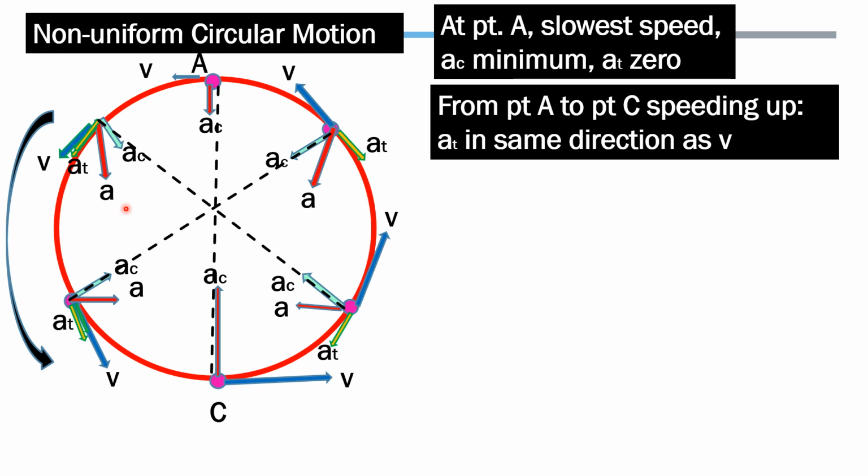Alright, because of that, there is what we call a tangential acceleration, symbolized here by a sub t. This tangential acceleration is the result of an increasing magnitude of the tangential velocity. It is due to the change in the tangential velocity.